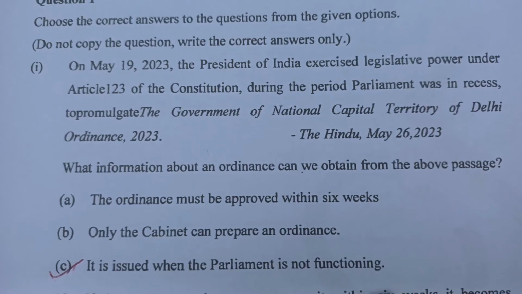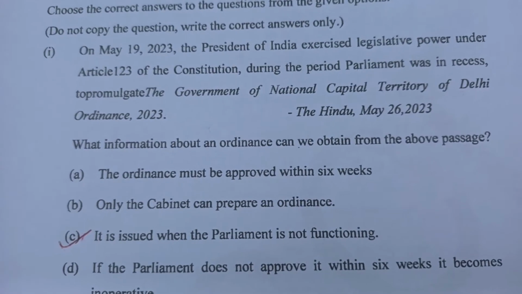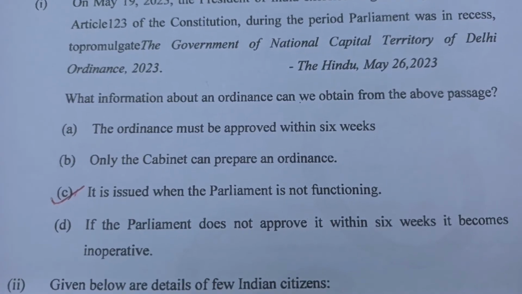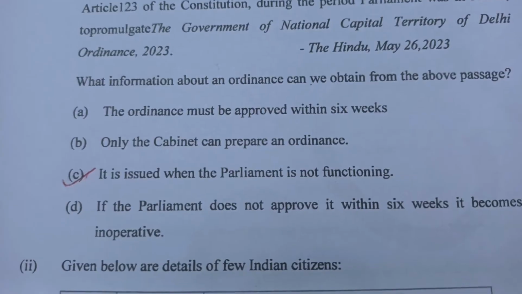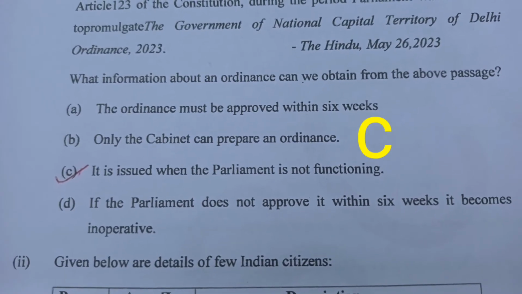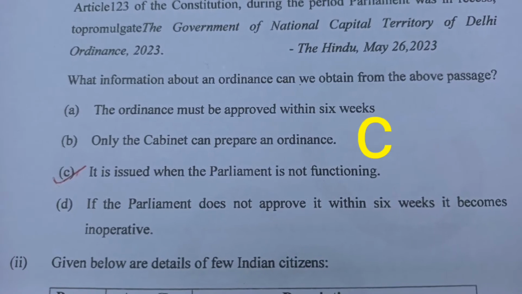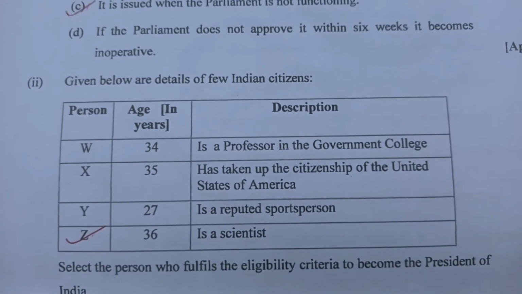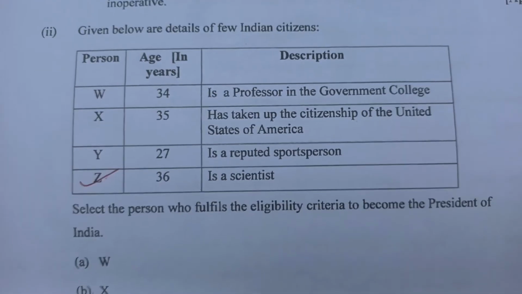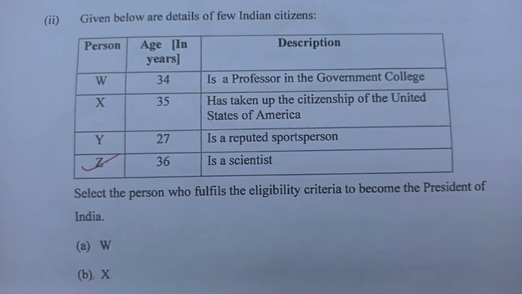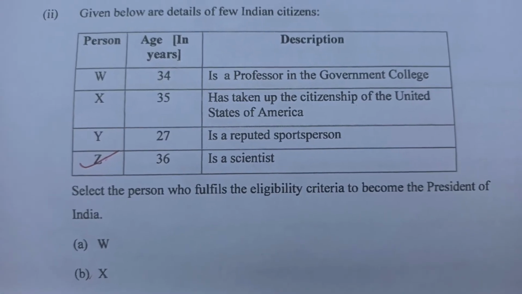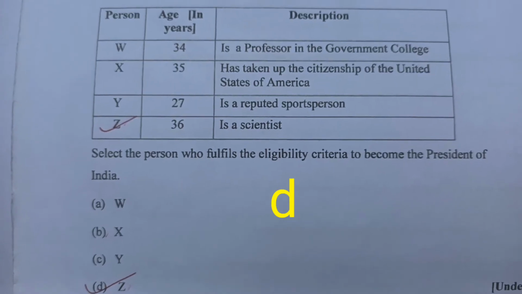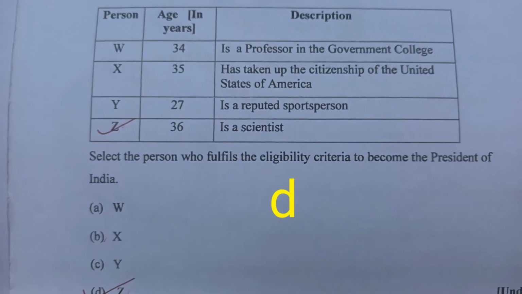So one article is given there. According to this article, what information about an ordinance can we obtain from the above passage? So here option C is correct. It is issued when the parliament is not functioning. Next one, given below are details of new citizens. Question is, select the person who fulfills the eligibility criteria to become the President of India. So here option D is correct. Here mostly you have to see the age limit.